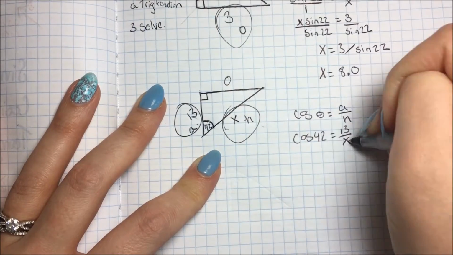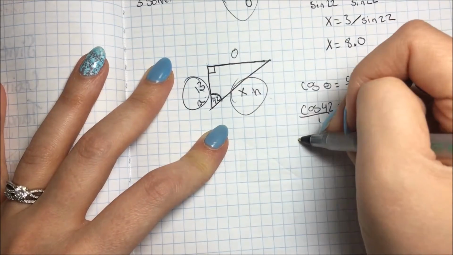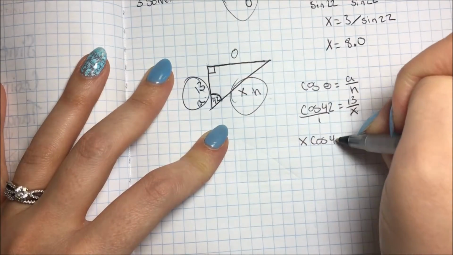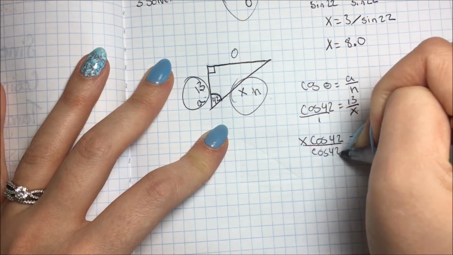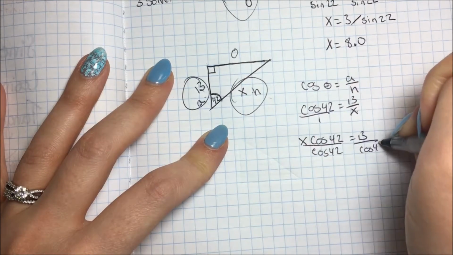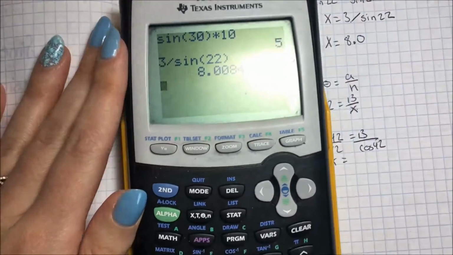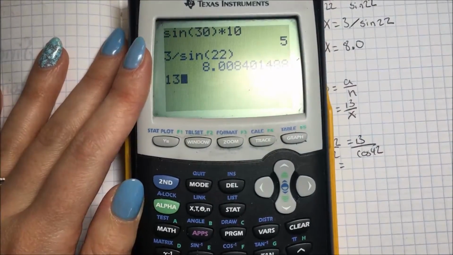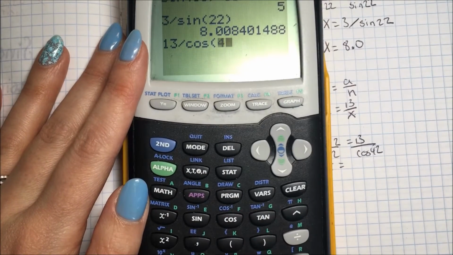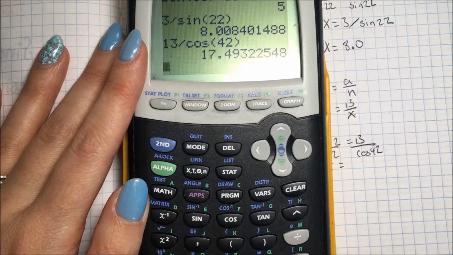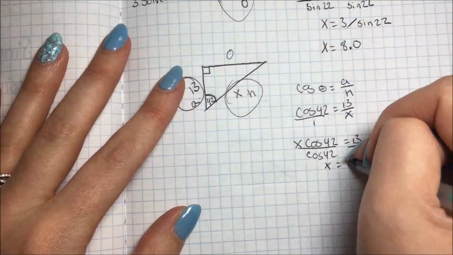Fill in all my values. Again, I have X on the bottom, so I'm just going to make a little proportion and do a cross product. Divide both sides by the cosine of 42. And again, I'm going to use my calculator. So 13 divided by the cosine of 42, and that's 17.5 when I round it.